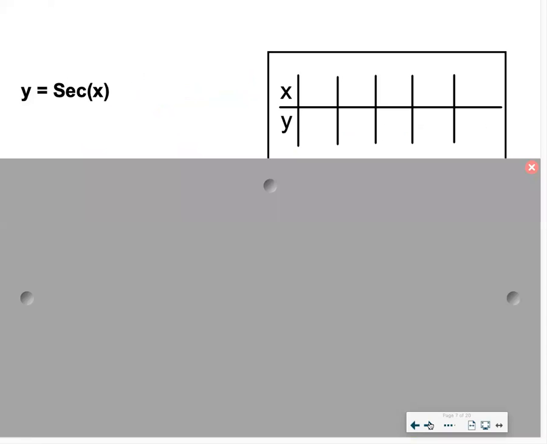Lastly, let's do secant. So just basic secant, no transformations. Again, you want to think, what chart should I be starting with? Secant is the opposite of cosine. So I should be starting with a cosine chart.